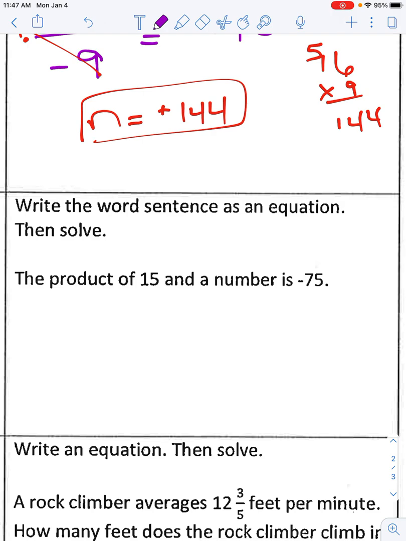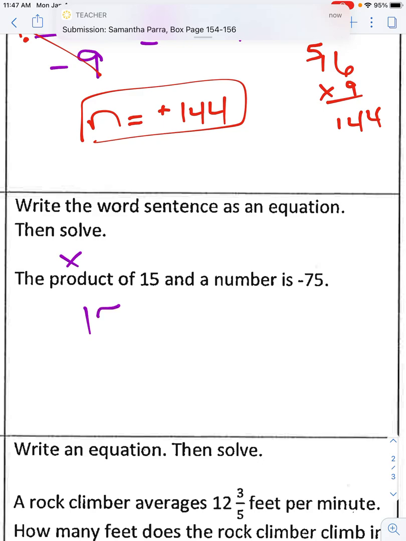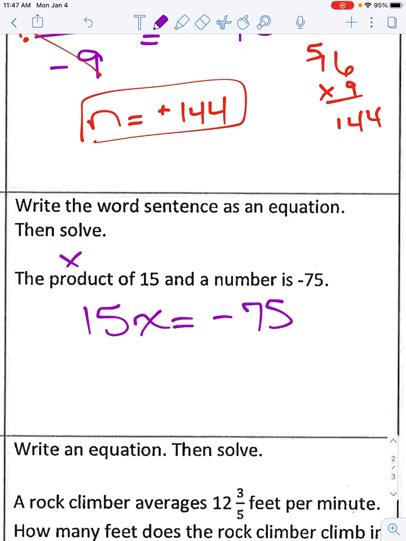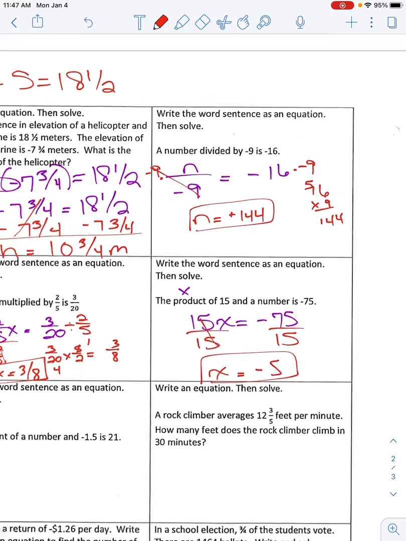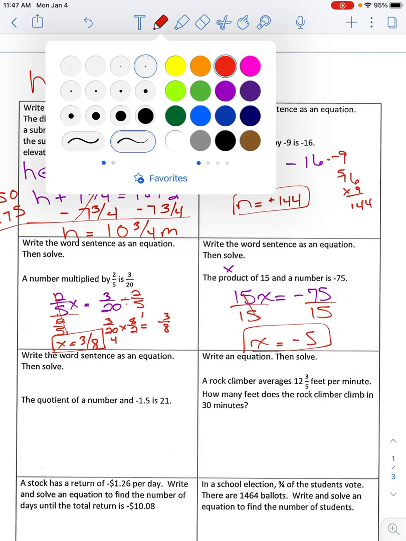And again, you should go back in and substitute all of these to make sure your answer makes sense. Write the word sentence and solve the product. Product means we're multiplying: the product of 15 and a number. So 15 times some number is a -75. That says multiply, so I'm going to do the inverse and divide by 15. So x is going to be a -5. Positive and a negative is a negative.